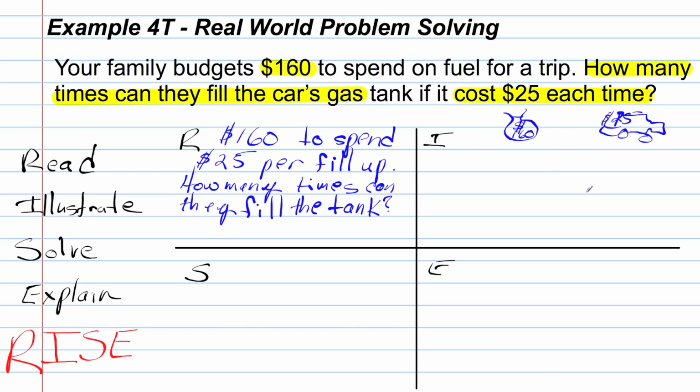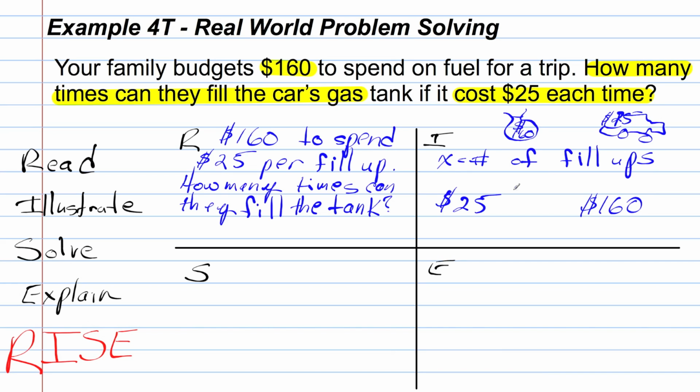I'm more mathematical, so I see this in a more mathematical way. And the question being, how many times can they fill up the tank? We need a variable for that, and x would be equal to the number of fill-ups. And then I'd start piecing my equation together. The whole in this case is the $160 to spend. That's the whole amount. That's how much money they can spend in total. So the $160, I'm going to put that over to the right because that's what we're going to end up cutting up. And it costs them $25 to fill up the tank.